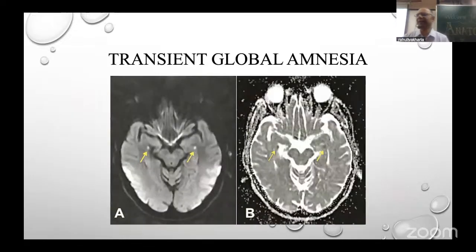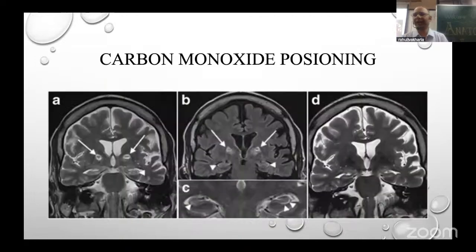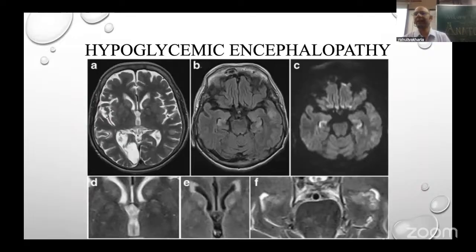The patient can present with a transient global amnesia. So the hippocampus is the area which gets involved in that, and we can pick it up on MR. You can see those bright dots on diffusion weighted images. So this is what we see in what's called transient global amnesia or TGA. Carbon monoxide poisoning can involve the hippocampi. Hypoglycemia can give you hippocampal involvement.